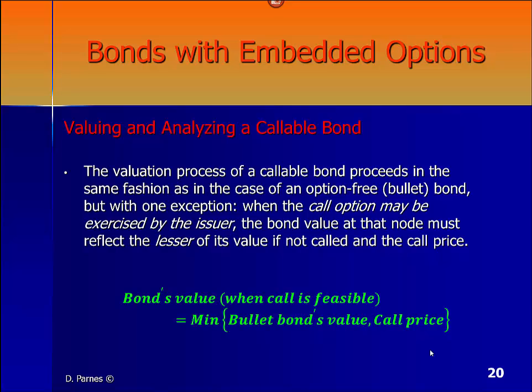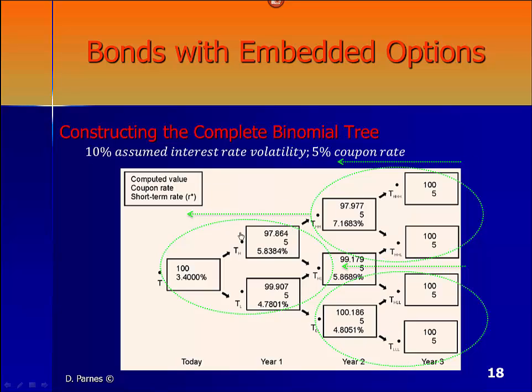If the call price is said that the issuer is entitled to buy it back at $100 whenever it feels like, then the bond price by definition cannot exceed that price, because whenever it will exceed that price, the bond issuer will buy it back. And therefore, it is kind of a cap. Therefore, we take the minimum between the bullet bond's value and the call price. So this is the decision that we will add to each and every node that we had here. Those nodes on that tree took into consideration only random events. In other words, whether the interest rate moves up or down.